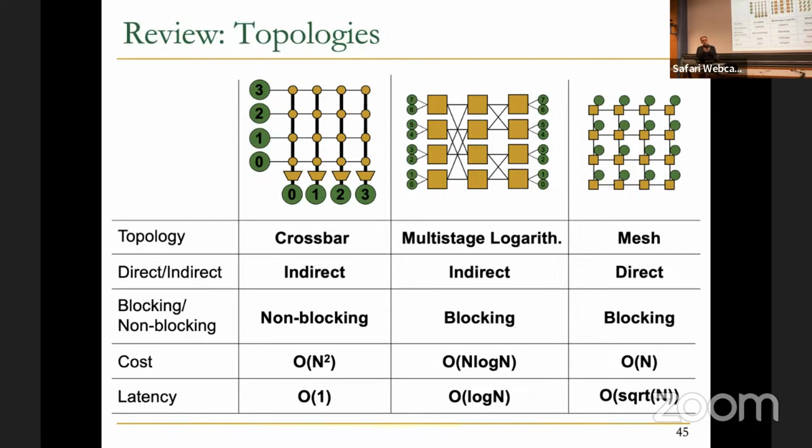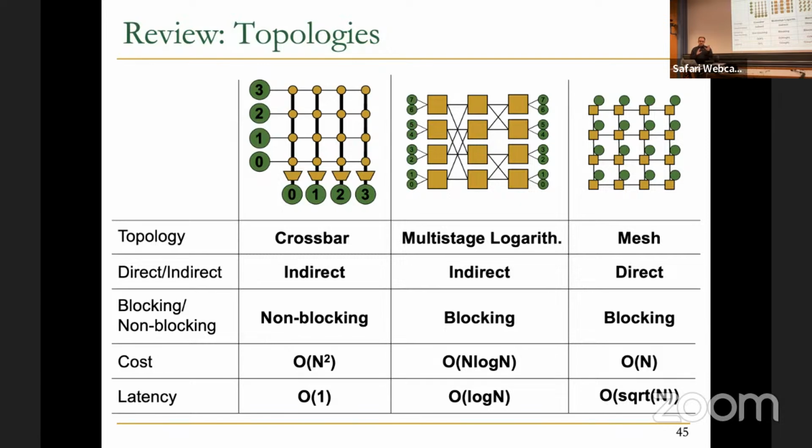Sometimes your network is blocking, meaning that once you make a path from one source to the destination, there can be other paths that cannot use that destination. As long as you don't have a blocking destination... if you have a blocking destination, you probably need to wait. In the example of a flash chip, you send a read request, and a flash chip can service only one read request at a time, right? So anyway, you need to wait.